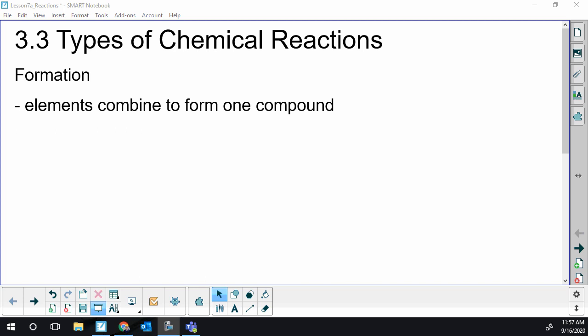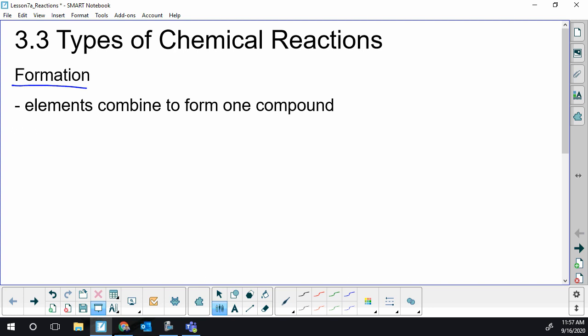So a lot of the reactions are going to come in pairs, and the first two are pairs. And when I say pairs, one reaction goes in one direction, the other is just the opposite. You flip the reactants and products around, and it's a different type of reaction that has a different name. So our first pair, formation is the first of the two.